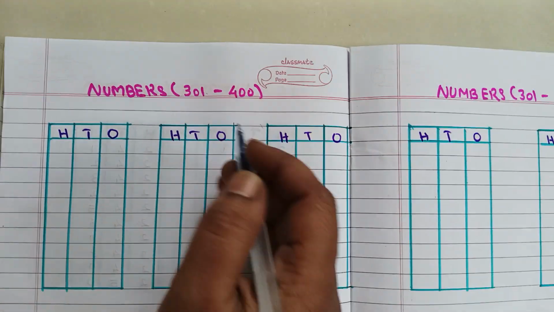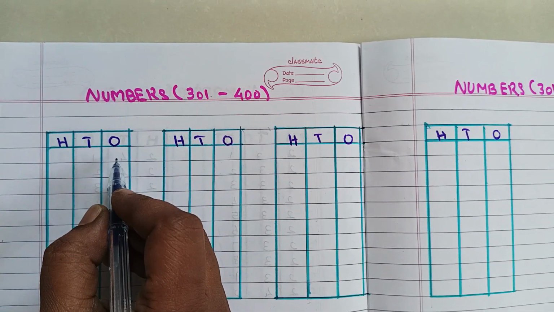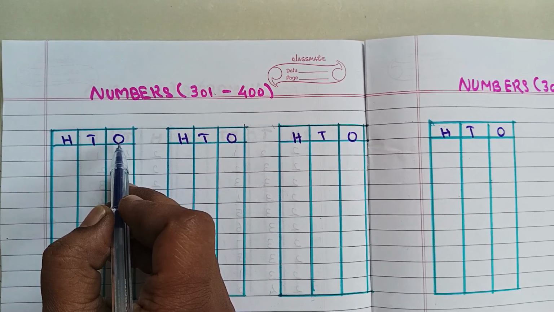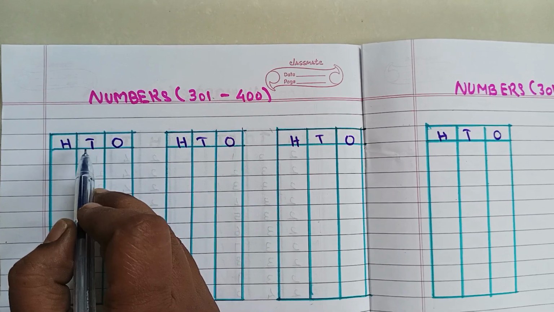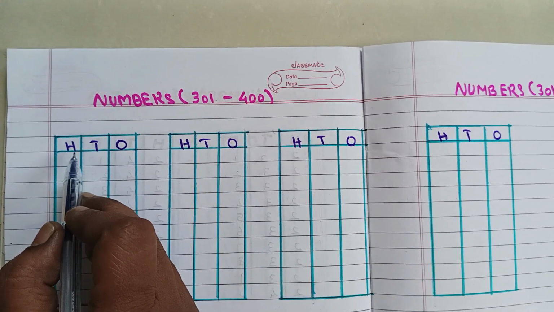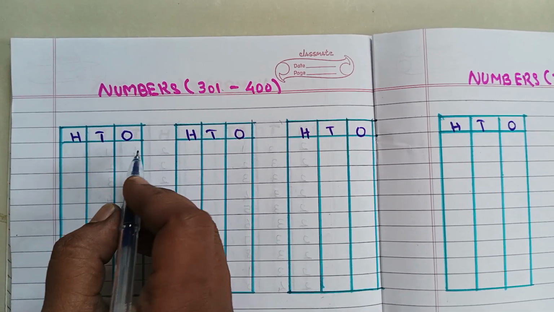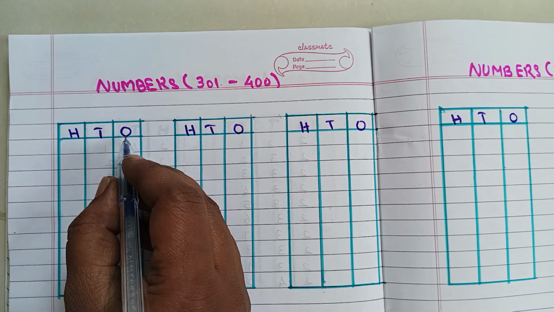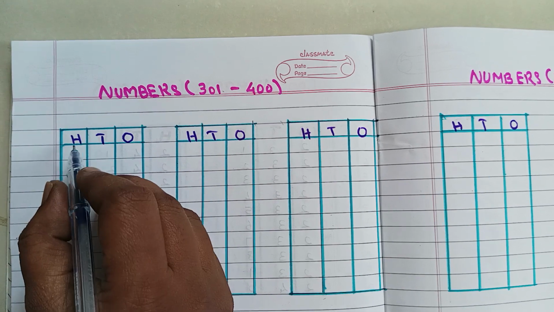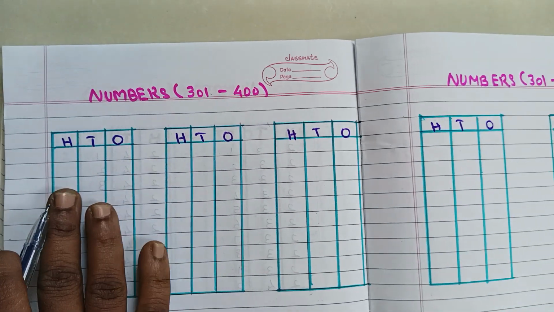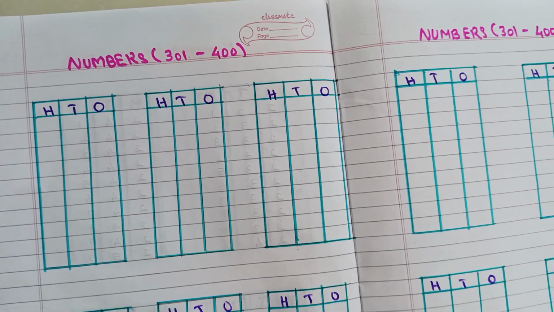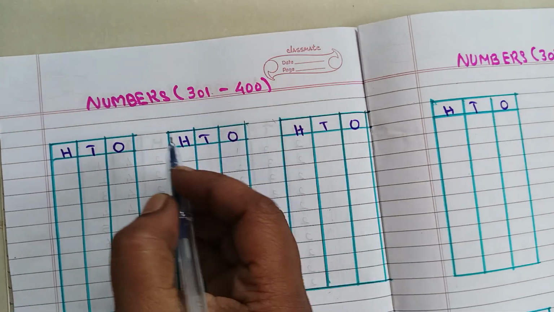Let's begin. Now you write for the 3-digit numbers. O means ones, T means tens, H means hundreds. Okay, you know this: what is this O, T, H? O is ones, T is tens, H is hundreds. Now you write for the 3-digit number, then put the 0. Okay, let's begin how to present.